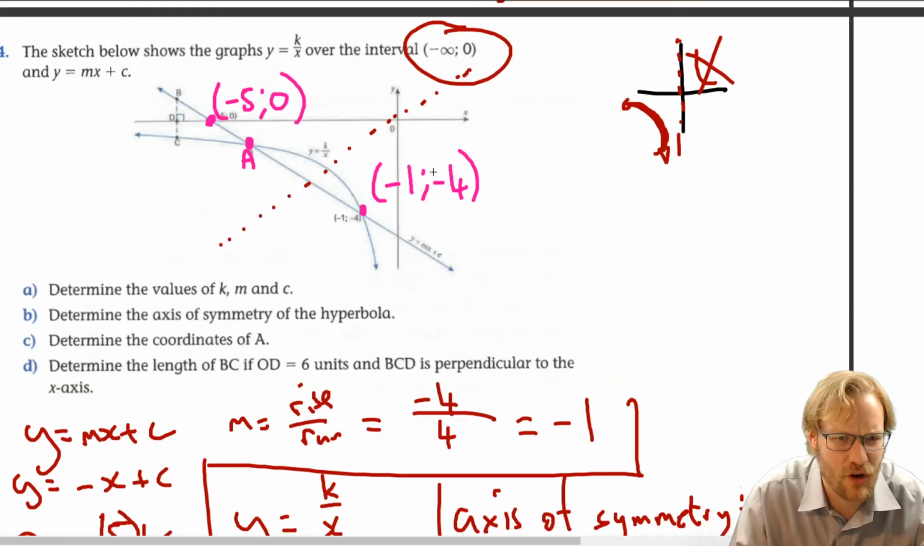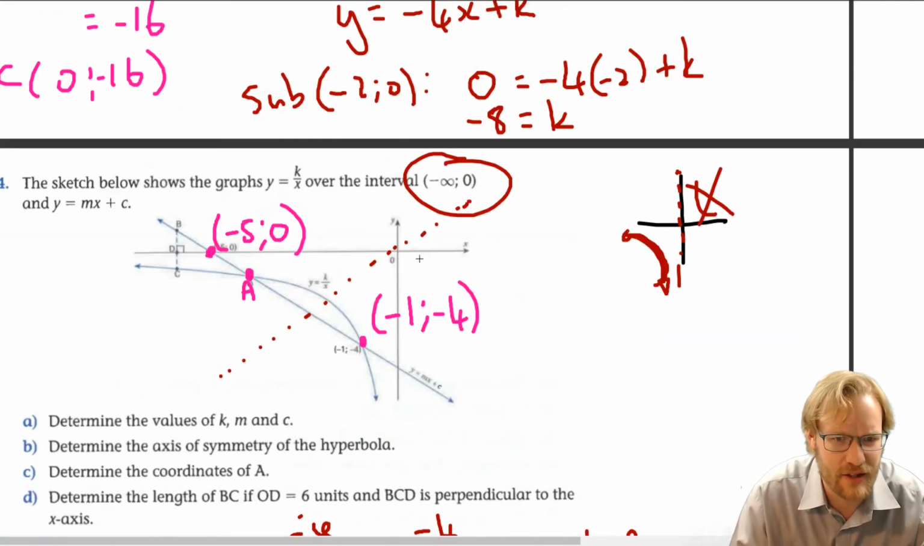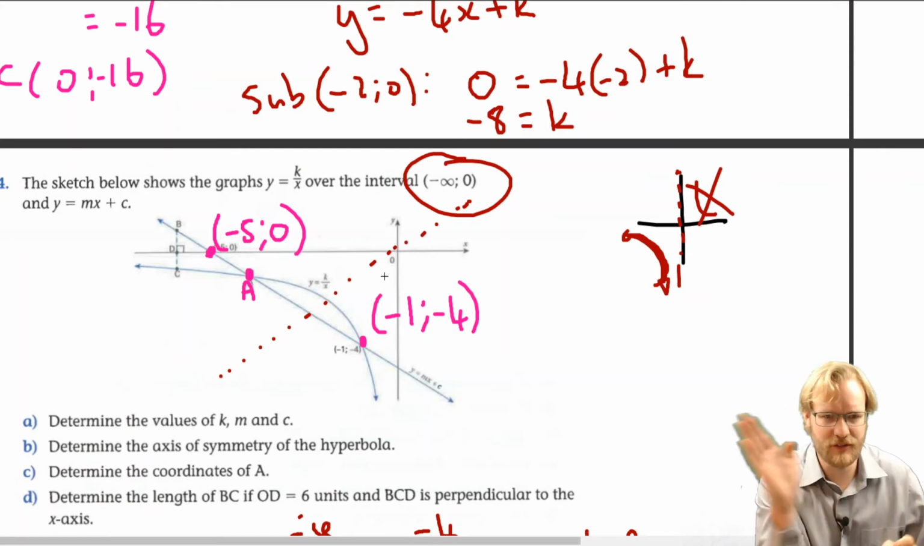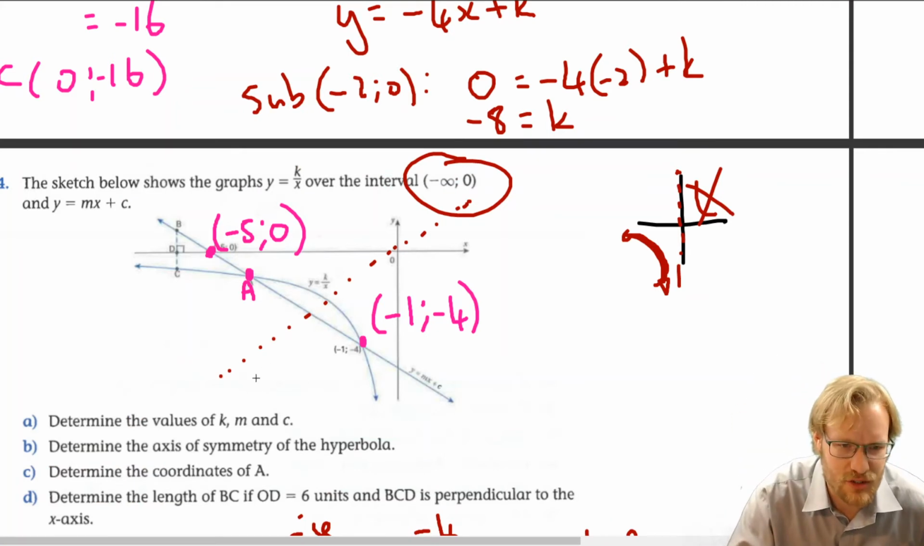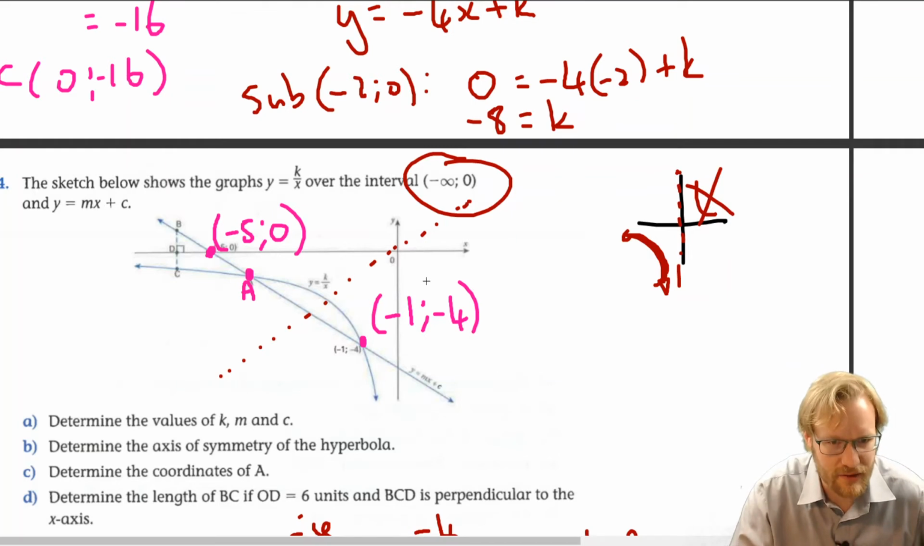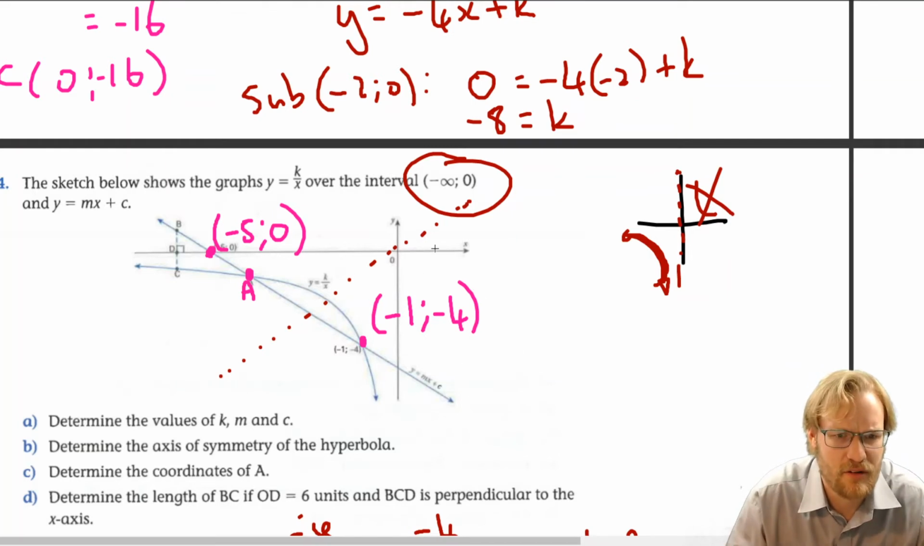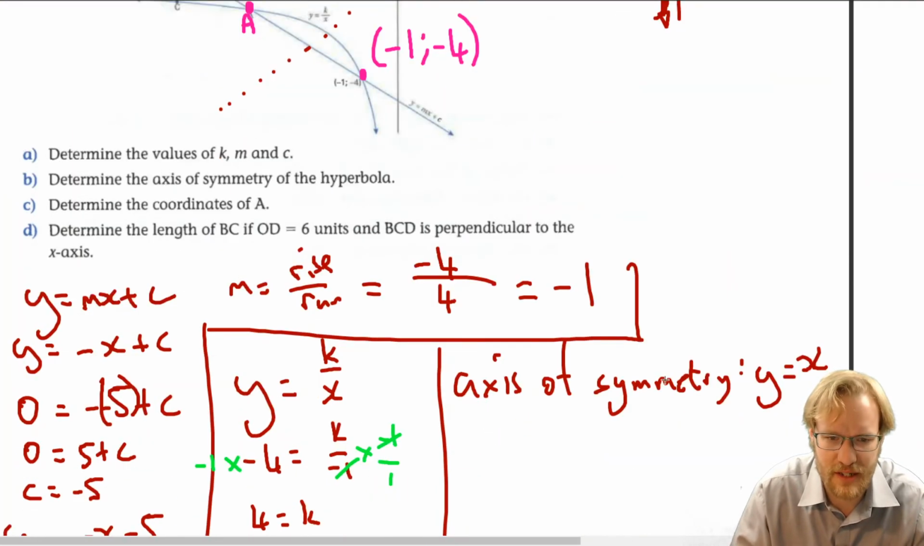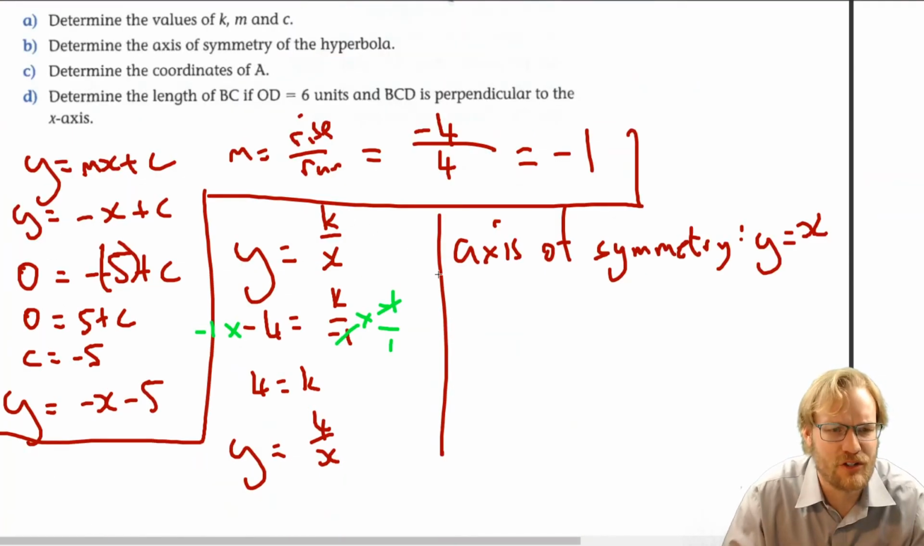Axis of symmetry only relies on P and Q, in other words, moving it left and right, up and down. Otherwise, it's always an x and a negative x. And yeah, this one's just fairly basic. It just goes through the origin, y equals x. Okay, determine the coordinates of A.